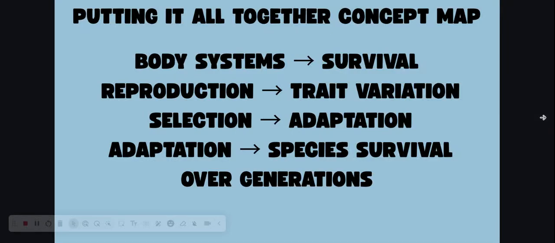All right, so putting it all together, your body systems are needed for survival. Reproduction gives you trait variation. Selection is a type of adaptation. Adaptation gives you species survival, so it increases species survival over generations. So again, adaptations don't happen overnight, so that's important.